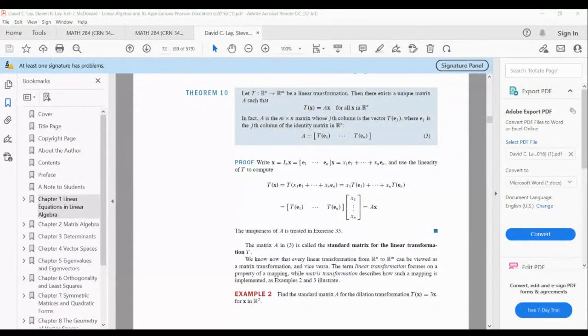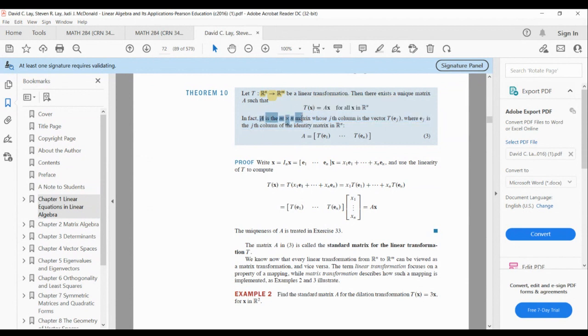And you see the transformation takes you from n-dimensional space to m-dimensional space. Okay, it's a very general theorem. Now, in our case, we went from 2-dimensional space to 2-dimensional space, but here we're going from n-dimensional space to m-dimensional space. And so I want to say this the right way. So the matrix A in this case would be an m by n matrix.